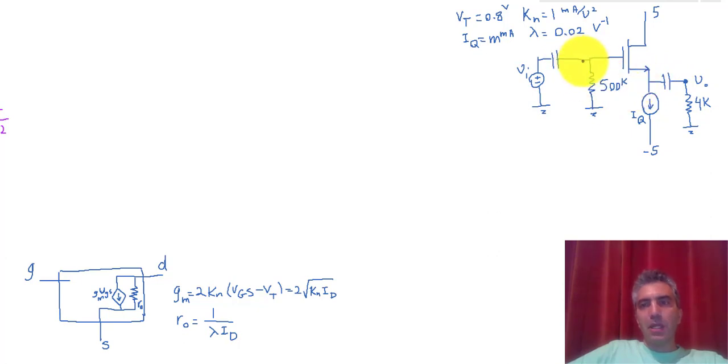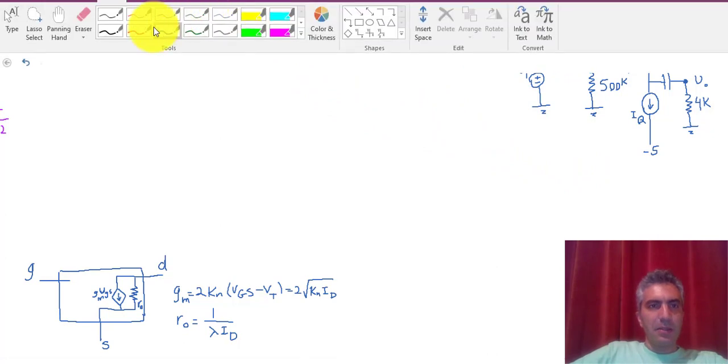So input to the gate, output to the source, and the terminal that is neither connected to input nor to the output is called the common terminal. So therefore this configuration is a common drain amplifier. That said, let's start analyzing the circuit.